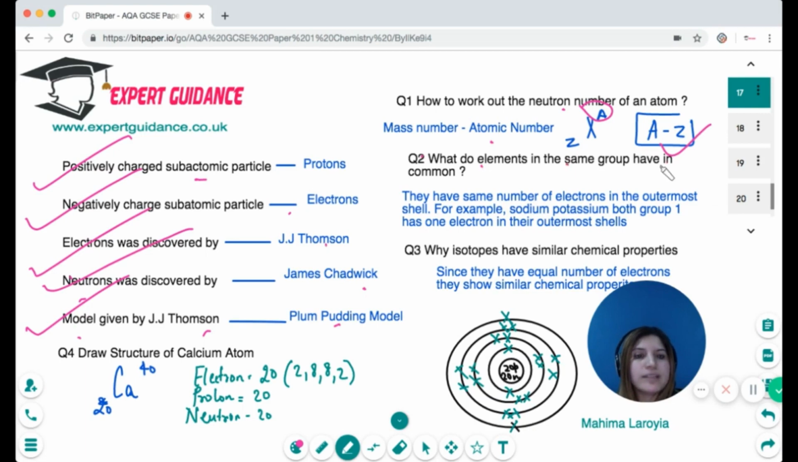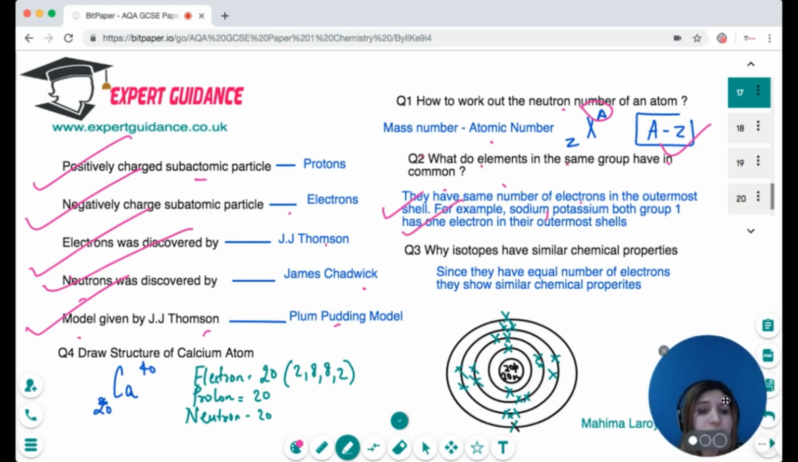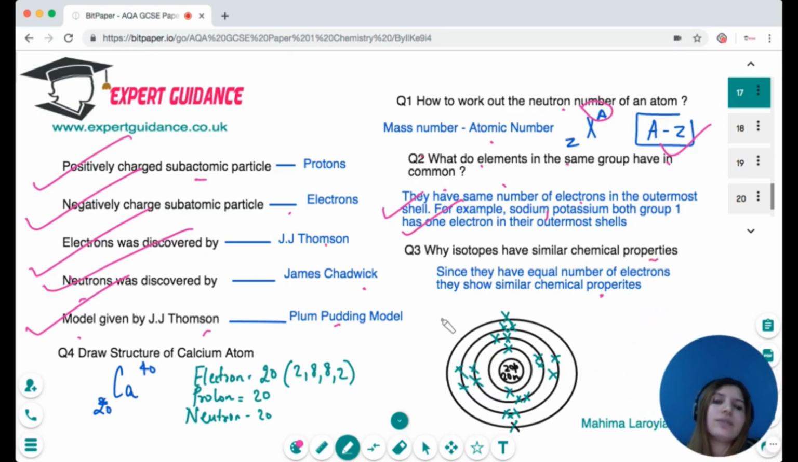What do elements in the same group have in common? They have same number of electrons in their outermost shell. So for example, sodium and potassium both belong to group 1, and have 1 electron in their outermost shell. Why do isotopes have similar chemical properties? Because they have equal number of electrons, so they show similar chemical properties.